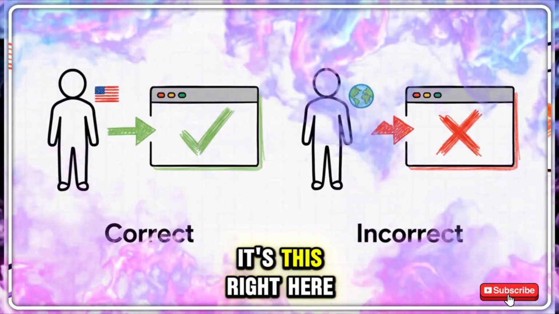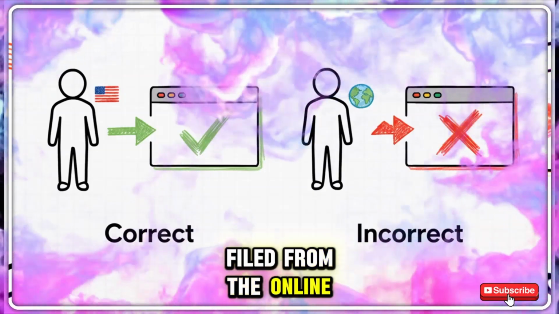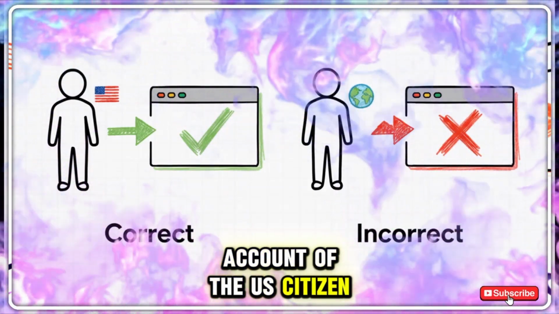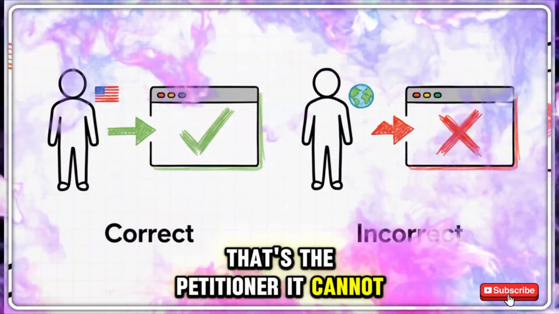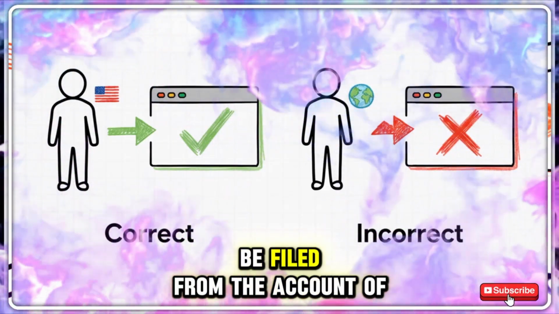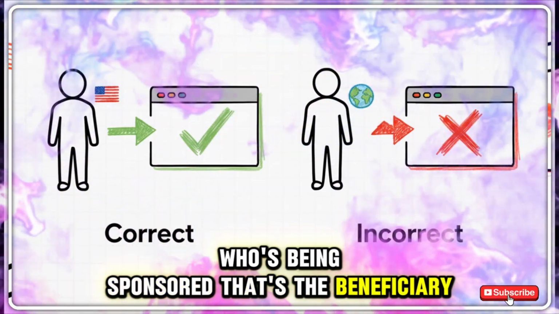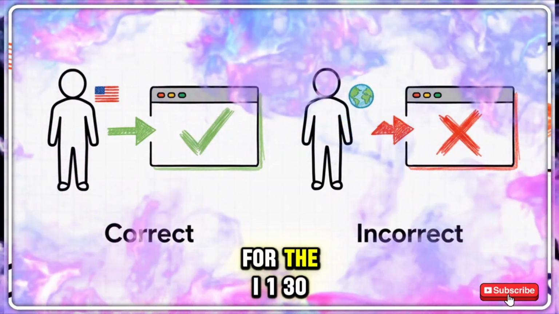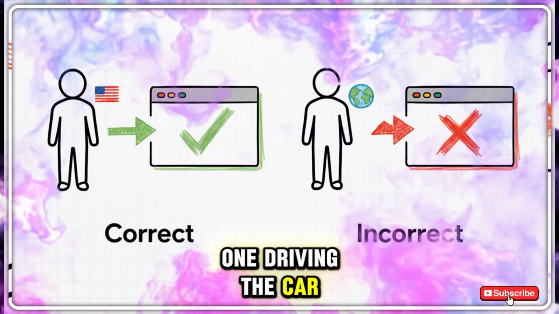It's this, right here. The petition has to be filed from the online account of the U.S. citizen or the permanent resident. That's the petitioner. It cannot, and I mean cannot, be filed from the account of the spouse who's being sponsored. That's the beneficiary. Think of it this way. For the I-130, the petitioner is always the one driving the car.